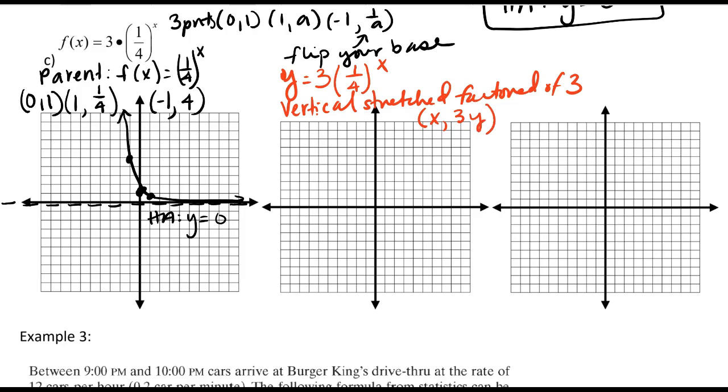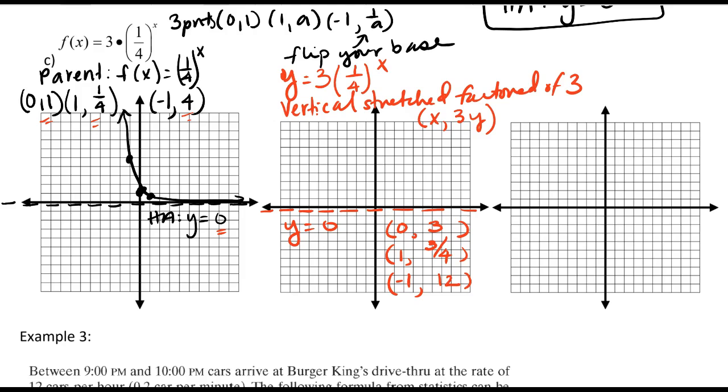So your points, because it's a vertical stretch, 0 times 3 is still going to be 0. So we're going to keep your HA at 0. My points will be, the first one, I'm going to keep all my x's the same. The second one, I'm going to keep my x the same again, and the third one, negative 1, is still going to be the same. Then 1 times 3 is now 3. 1/4 times 3 is now 3/4. 4 times 3 is now 12.